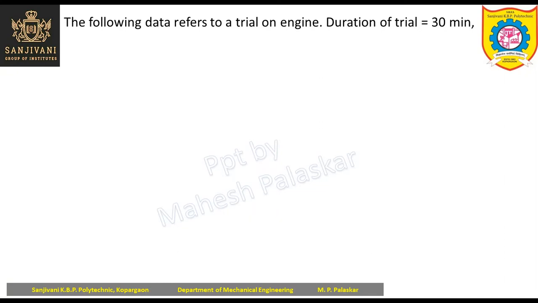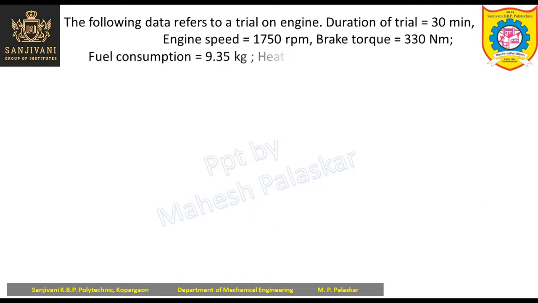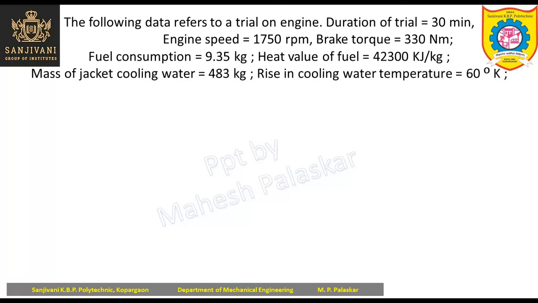The duration of the trial is 30 minutes. Speed of the engine is 1750 rpm. Brake torque is 330 Newton meter. Fuel consumption is 9.35 kg in 30 minutes. Heat value of fuel, that is calorific value of fuel, is 42300 kilojoule per kg. Mass of the jacket cooling water is 483 kg. Rise in cooling water temperature is 60 degree Kelvin.